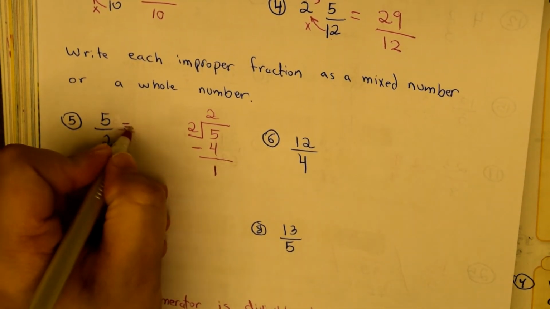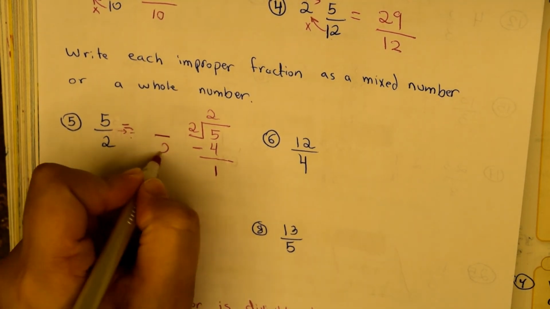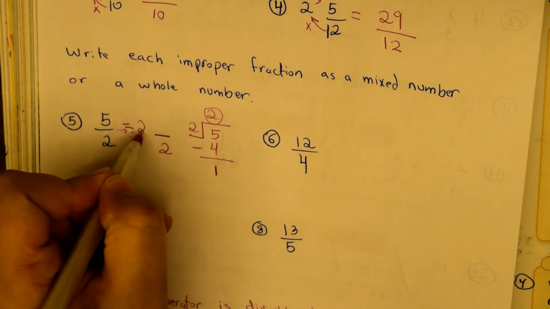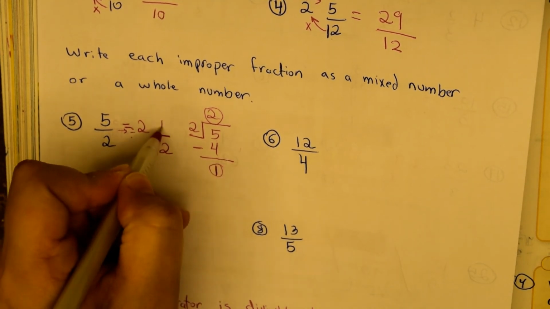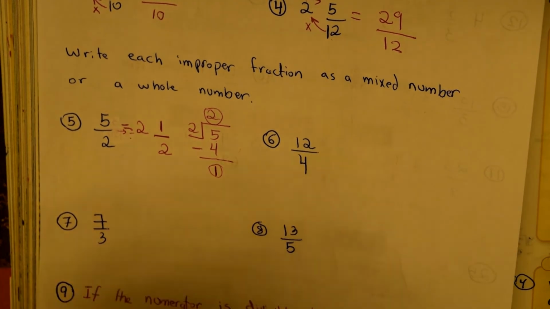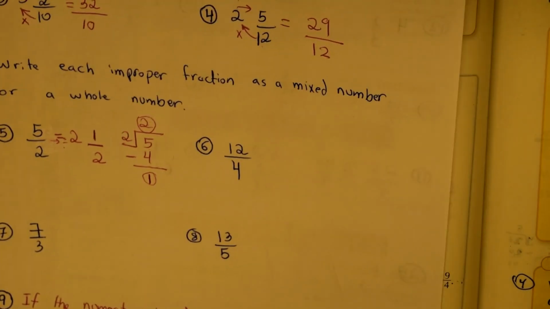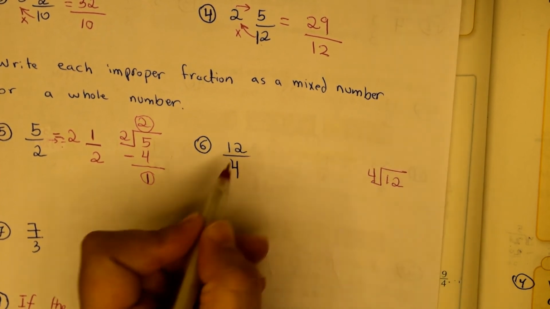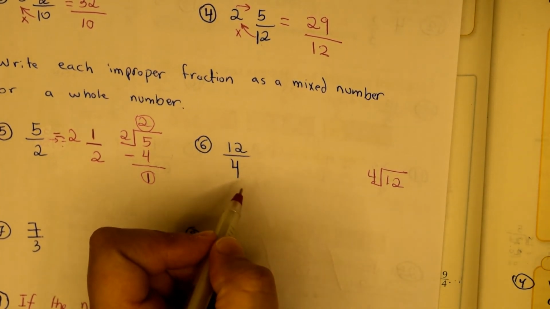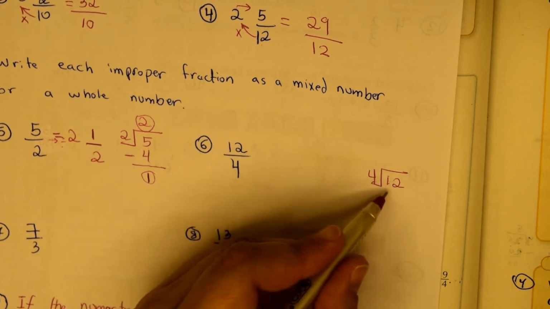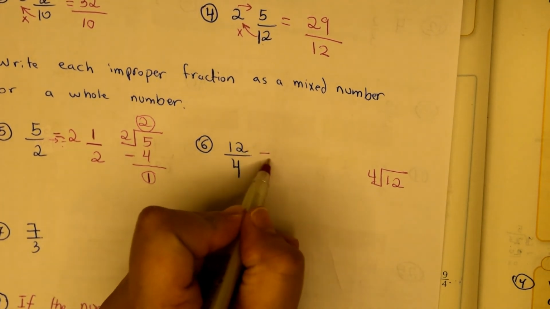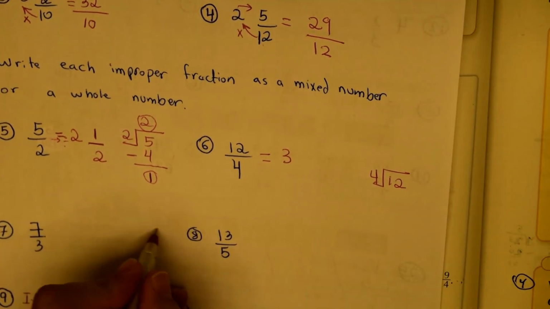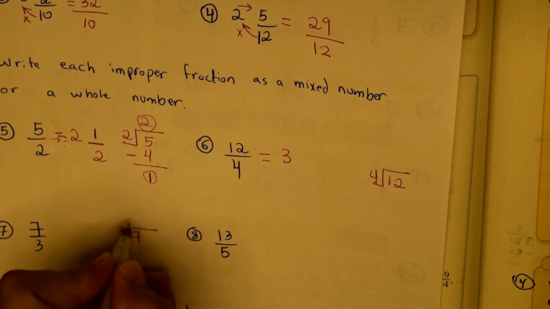So I will put the same denominator here. What's the quotient? The answer is 2. Then here I have 2, and I will put the remainder here in the place of the numerator. Now for number 6, 12 divided by 4. Since I can divide 12 by 4 with no remainder, I can find the answer directly without using the long division. I know that 12 divided by 4 equals 3, and here long division, 7 divided by 3 equals 2.